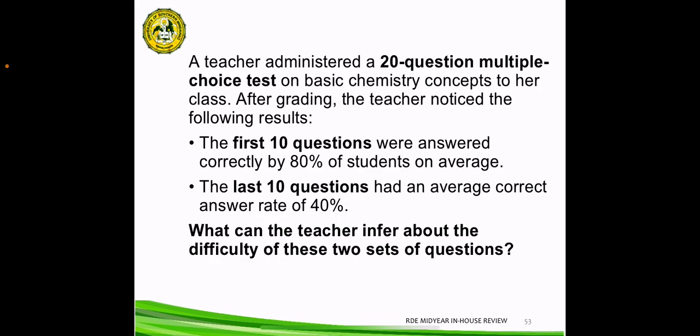So, a teacher administered a 20-question multiple choice test on basic chemistry concepts to her class. After grading, the teacher noticed the following results. The first 10 questions were answered correctly by 80% of students on average, and the last 10 questions had an average correct answer rate of 40%. What can the teacher infer about the difficulty of these two sets of questions?